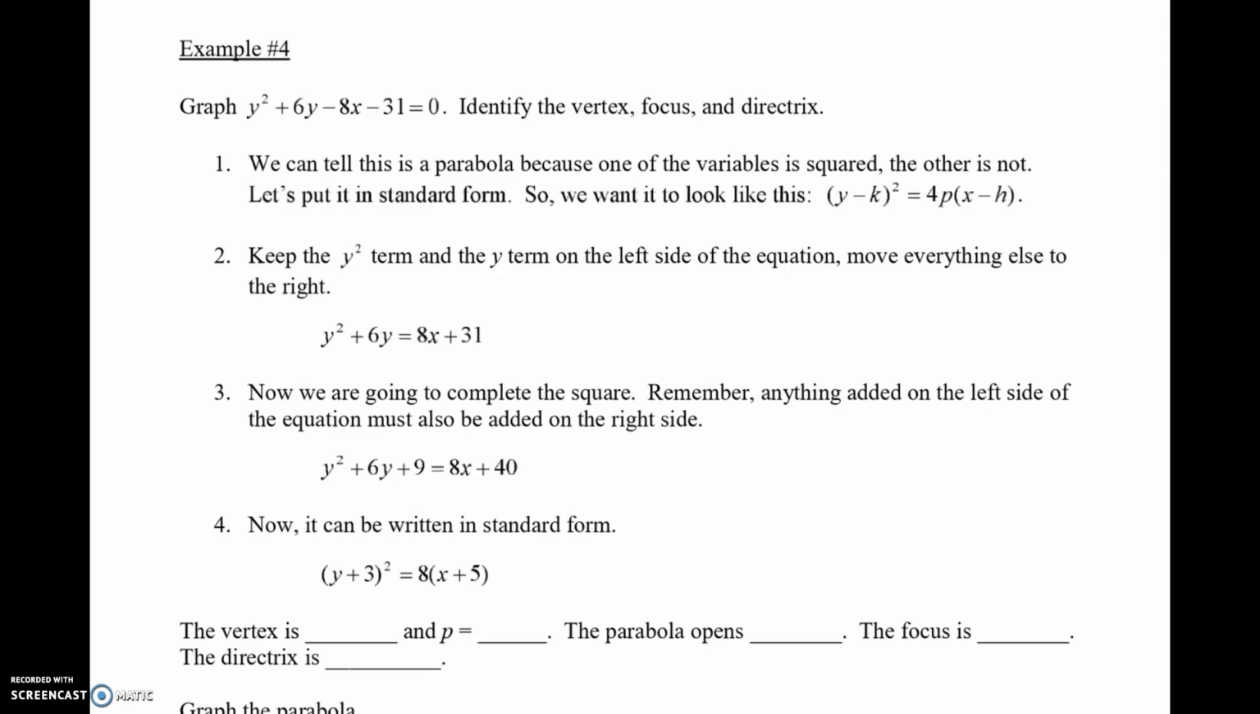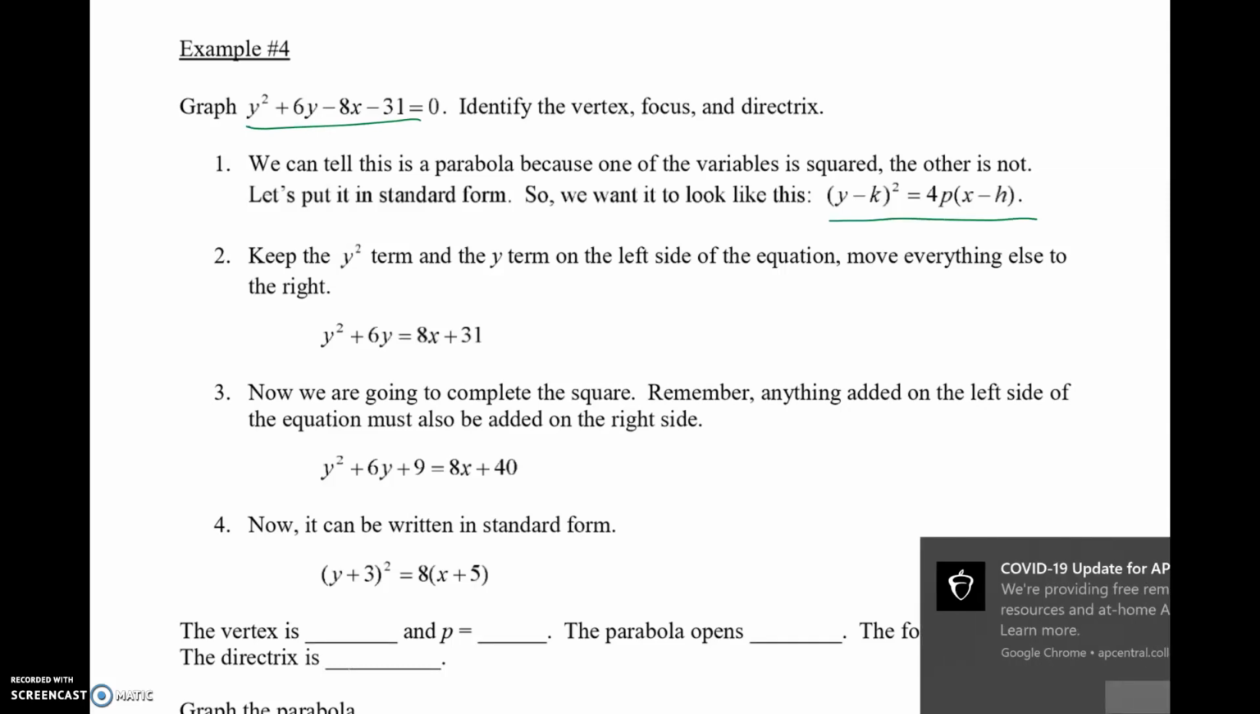So the first thing, we get this to look like this. We're going to have to complete the square. Here's how we do that. Now we're on step number 2. Keep the y squared term and the y term, in other words, the y stuff, on the left, and get everything else to the right. To move everything else to the right, we're going to add 8x and add 31. So now we're right here, okay?